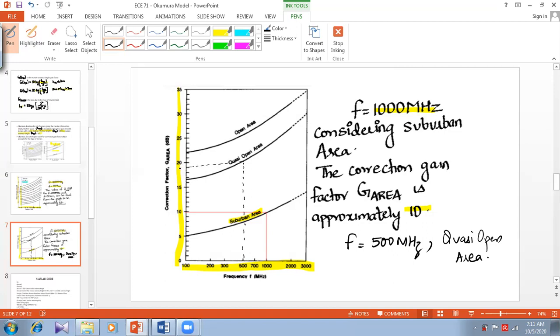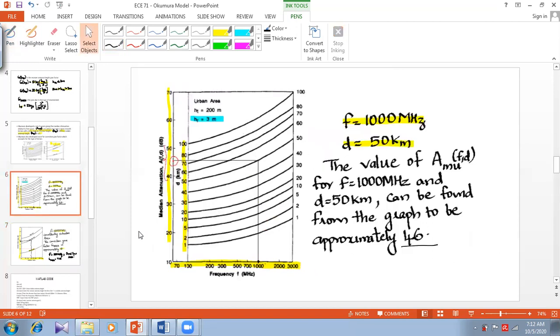So it's approximately 19. See, the way I drew, there might be some error. That's fine, it's for your understanding. For this particular case, we got the G area value to be 19 dB. So this is how we find out the value for G area as well as AMU using your Okumura model.